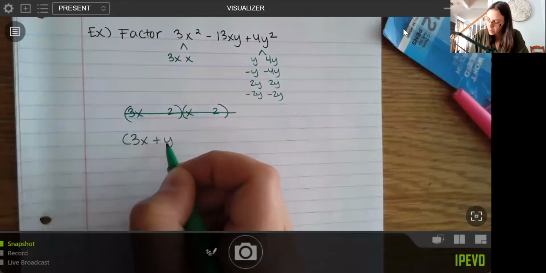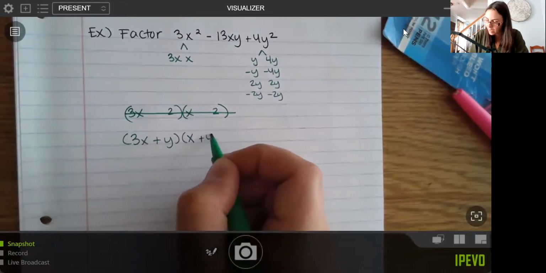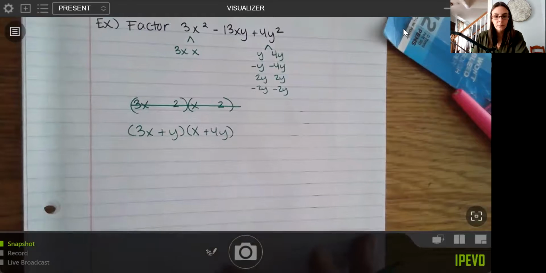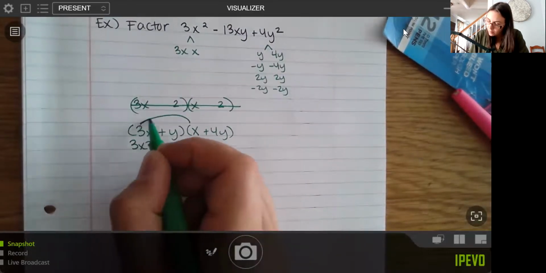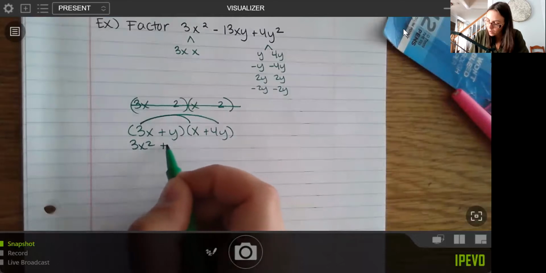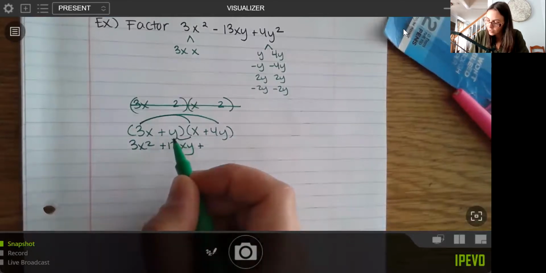So I'm going to do the plus y, and then I'm going to do the x plus 4y and see how that goes. I multiply it out, 3x squared. Here, 3 times 2 is 12, so I have 12. X times y is just xy. On the inside, I have just an xy.